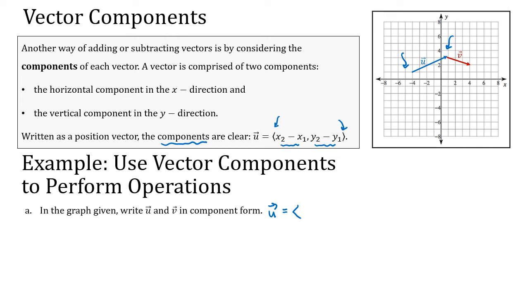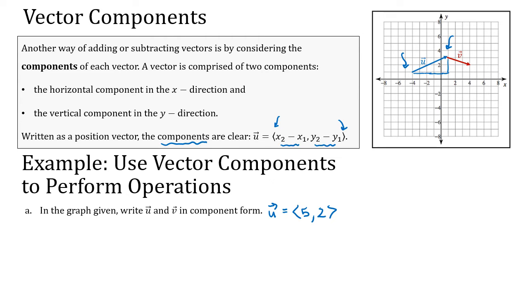Now, here's what I see. Starting at the initial point, I had to move to the right 1, 2, 3, 4, and 5 units, and then I have to move up 2 units. So I'm going to call this 5, 2. 5 and 2 are the components.